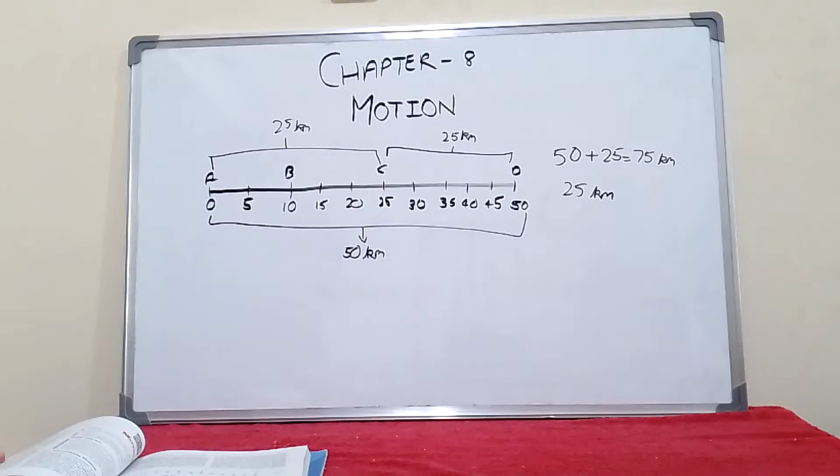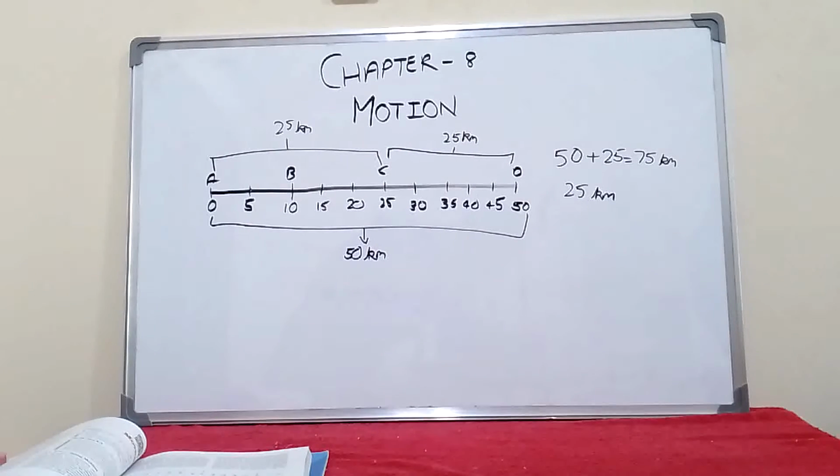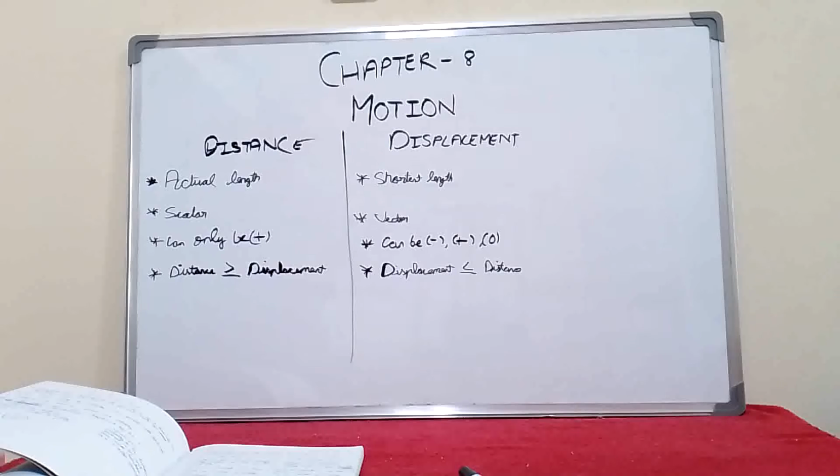Now let's list some points which will be important for us to differentiate between distance and displacement. These are some of the points which will help you to distinguish between distance and displacement. The first point states that distance is the actual length, or the actual path that is covered, whereas displacement is the shortest length between the initial point and the final point.